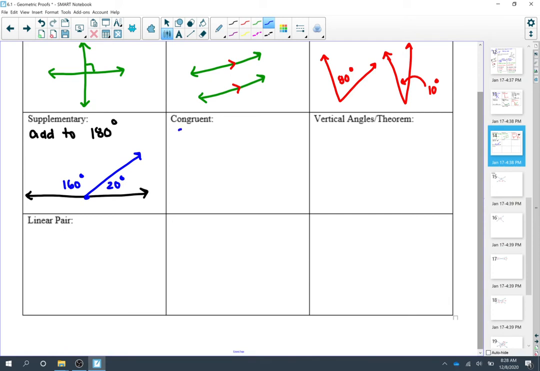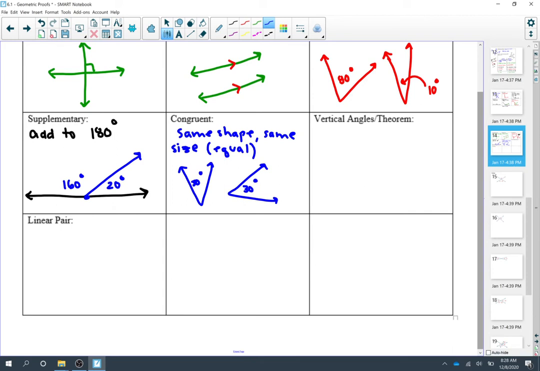Okay, congruent, same shape, same size. So for our purposes, essentially, we're looking at equal. So if I have one angle, and this could be an angle, this could be a ray, this could be anything, can be congruent, but specifically an angle here. If this is, let's say, 30 degrees, and these are congruent, then this would also be 30 degrees. Okay, now at that point, that should be review. I'm really hoping you knew all of that because that was review.